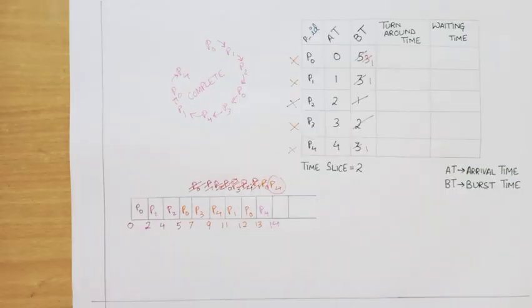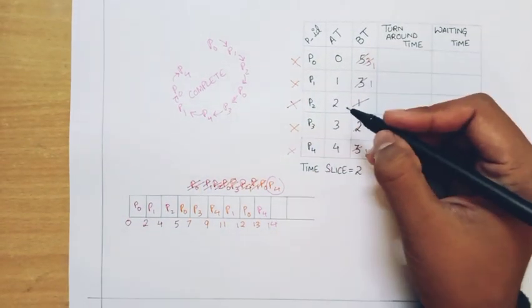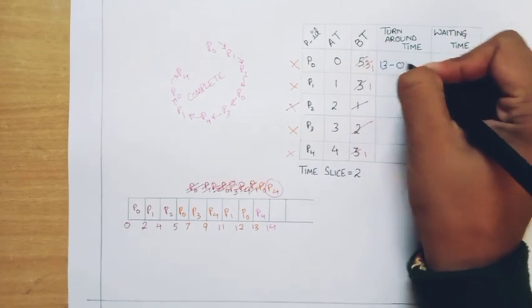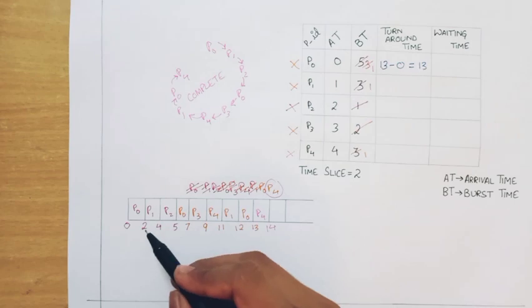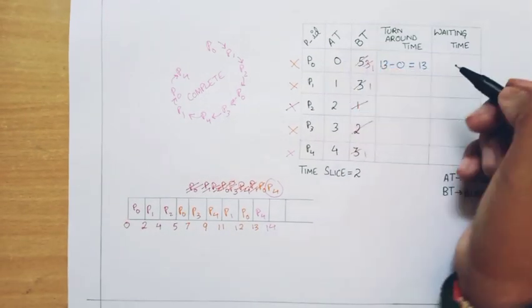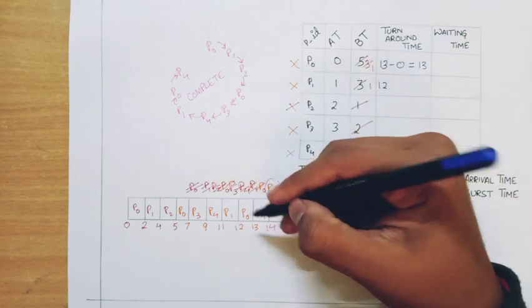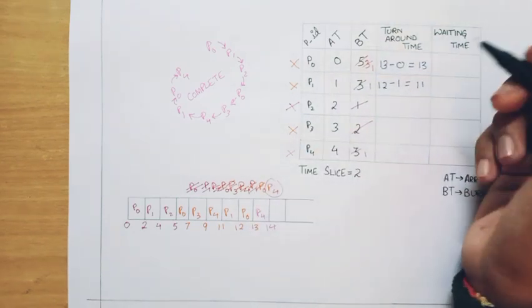Now what is turnaround time? Turnaround time is the time taken by the process to totally complete. In the case of P0, it started at 0 units and ended at 13 units. So its turnaround time will be 13 minus 0, that is 13 units. For P1, it started at 2 and ended at 12, and its arrival time is 1. So ending time minus arrival time is 12 minus 1, equal to 11 units, that is its turnaround time.